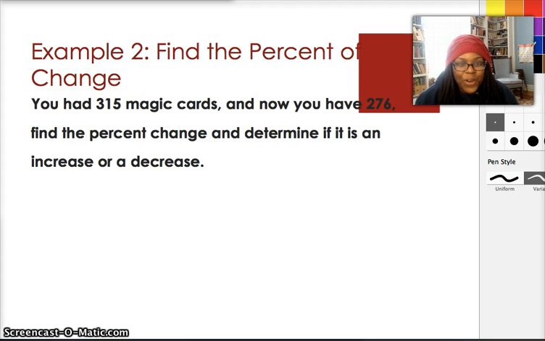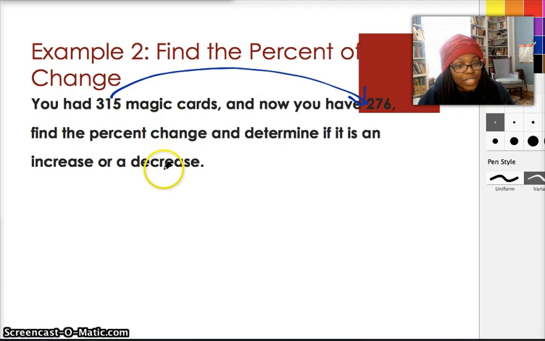Okay, so we've got, you have 315 magic cards and now you have 276. Find the percent of change and determine if it is an increase or decrease. I think the easiest thing to answer these questions is whether it's an increase or decrease. If you started off with 315 and you've got 276, it's definitely a decrease. I'm going to put a minus down here. That's going to indicate my answer.